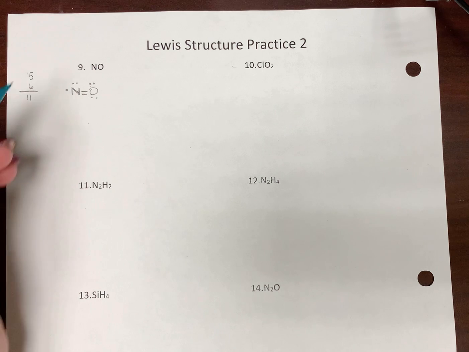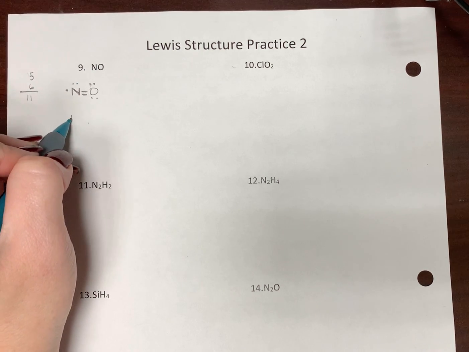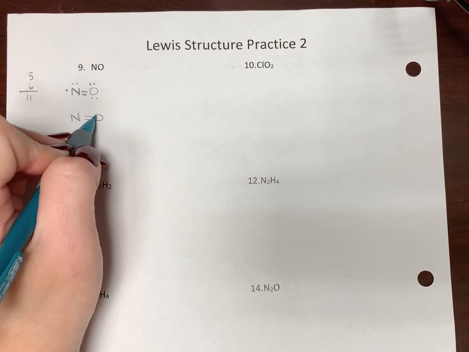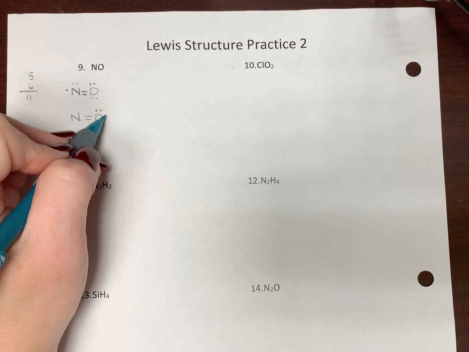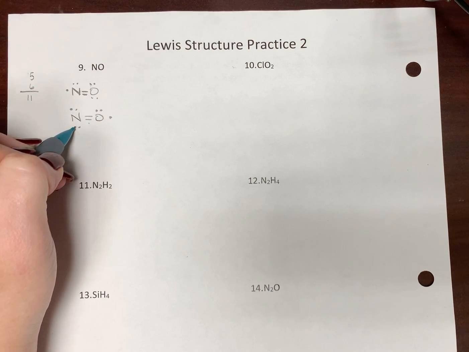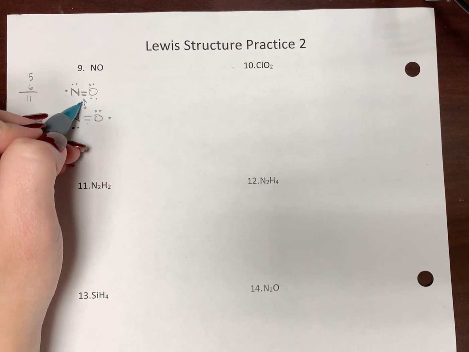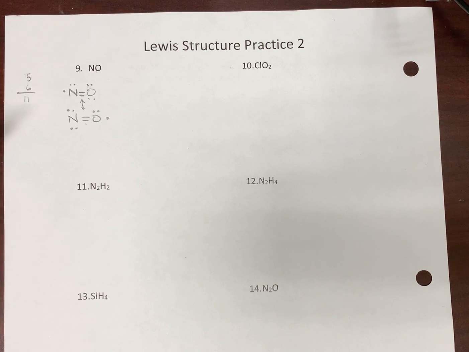This is a radical species, so radical means it has an unpaired electron, so it's very reactive. Now, what we can also do is draw this structure where the radical is on the oxygen and nitrogen has the complete octet. So we'll draw resonance for that. Now let's evaluate the charges and see if one of these is better than the other.